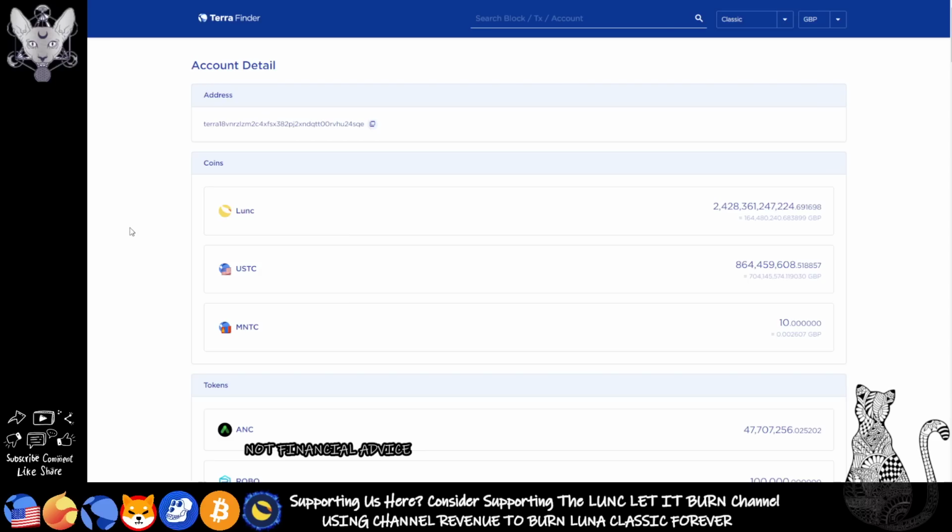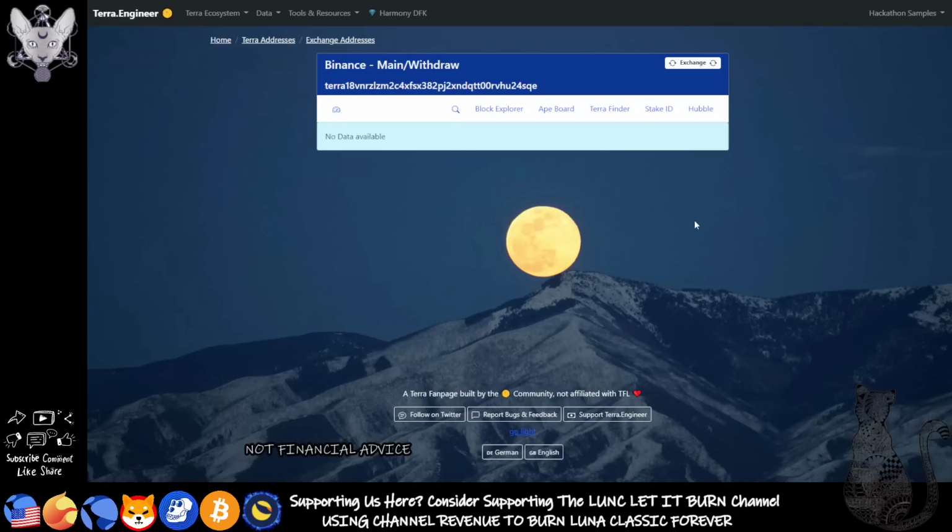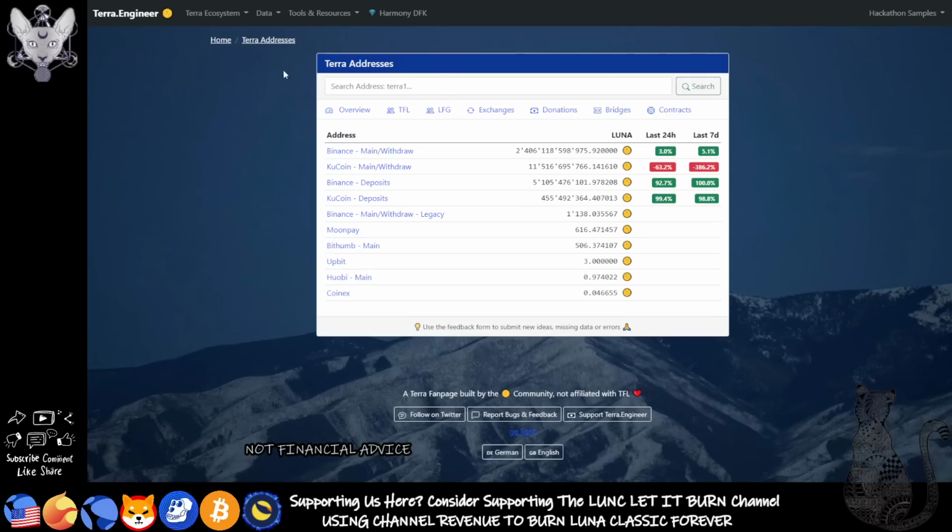And yes, the USTC accumulation has also increased. So if we quickly move over to this, just because of the fact I'm covering it quickly. Oh, that's interesting. Okay, folks. Well, there you go. Look, a very, very peculiar change of events right there. There's no data available right now on the Terra Engineer for this exchange address. And the thing is as well, is this is actually, it says it's the exchange's address, like all of these.